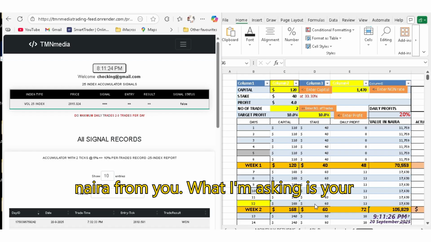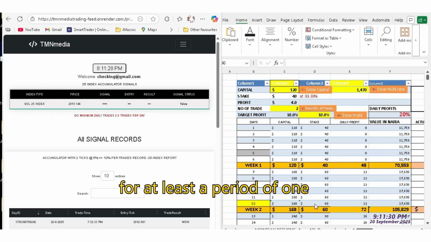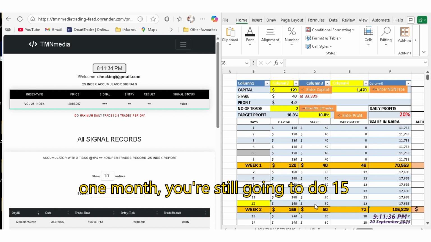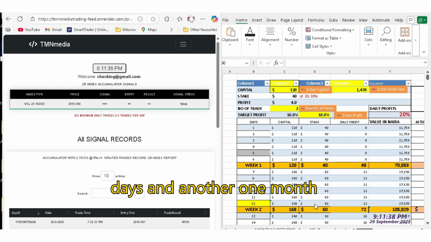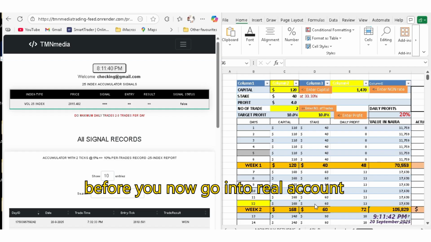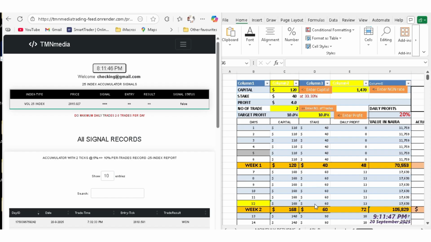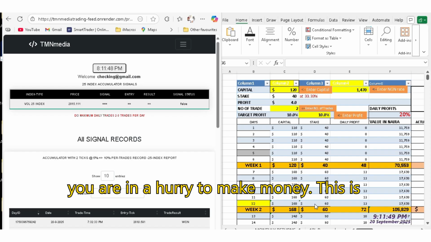What I'm asking is your dedication to follow instruction and rules for at least a period of 1 whole month. Now, after that 1 month, you're still going to do 15 days and another 1 month before you now go into real account trading. If you cannot do 60 days, you are in a hurry to make money. This is not for you.